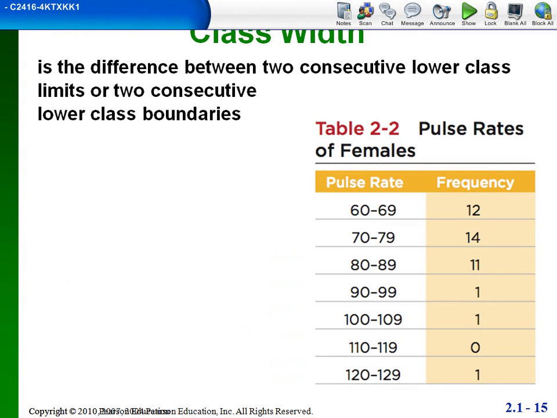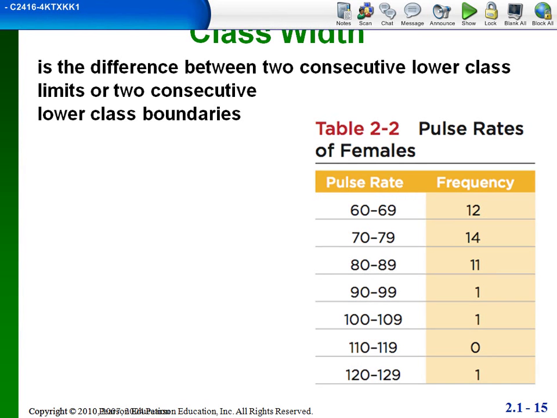Now the class width. This is the reason I want to approach it this way first. You're going to see it a lot in a different way, how to find the class width when you're constructing a histogram or a frequency table. But on the final exam, they're going to give you the frequency table or the frequency histogram already. And from there, you have to find the class width. It's given, and then they're going to ask, what's the class width? So that approach is different.